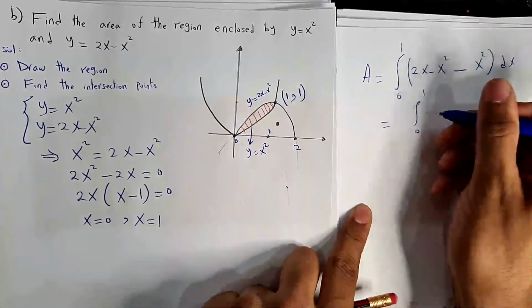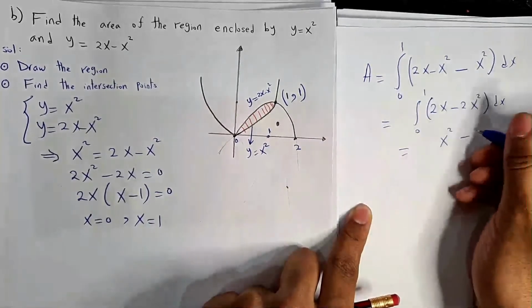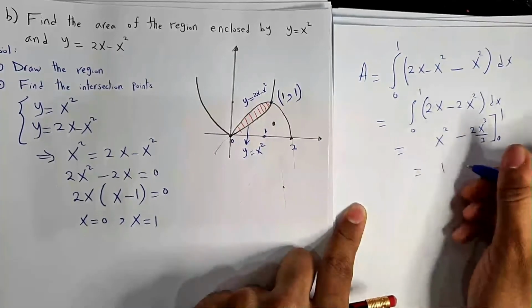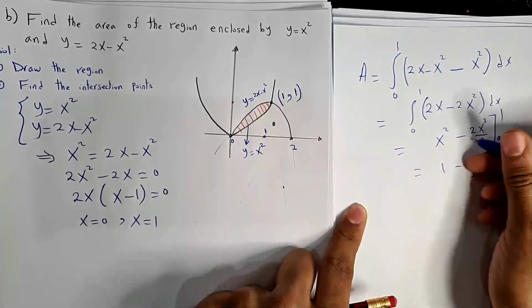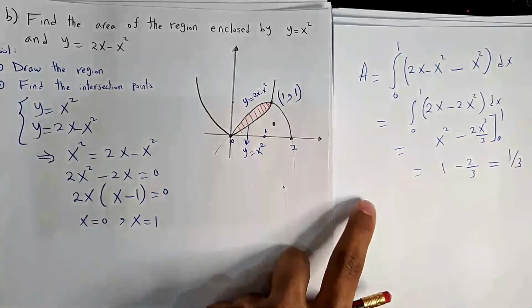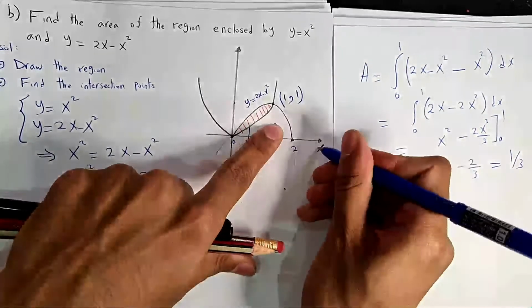This integral is simple. I will just write 2x minus 2x squared. This is x squared minus 2x cubed over 3 evaluated from 0 to 1. This is just for fun. This is 1 minus 2 over 3. If you put 0, everything will be 0. So the final answer will be 1 over 3. The area of this region is equal to 1 over 3.